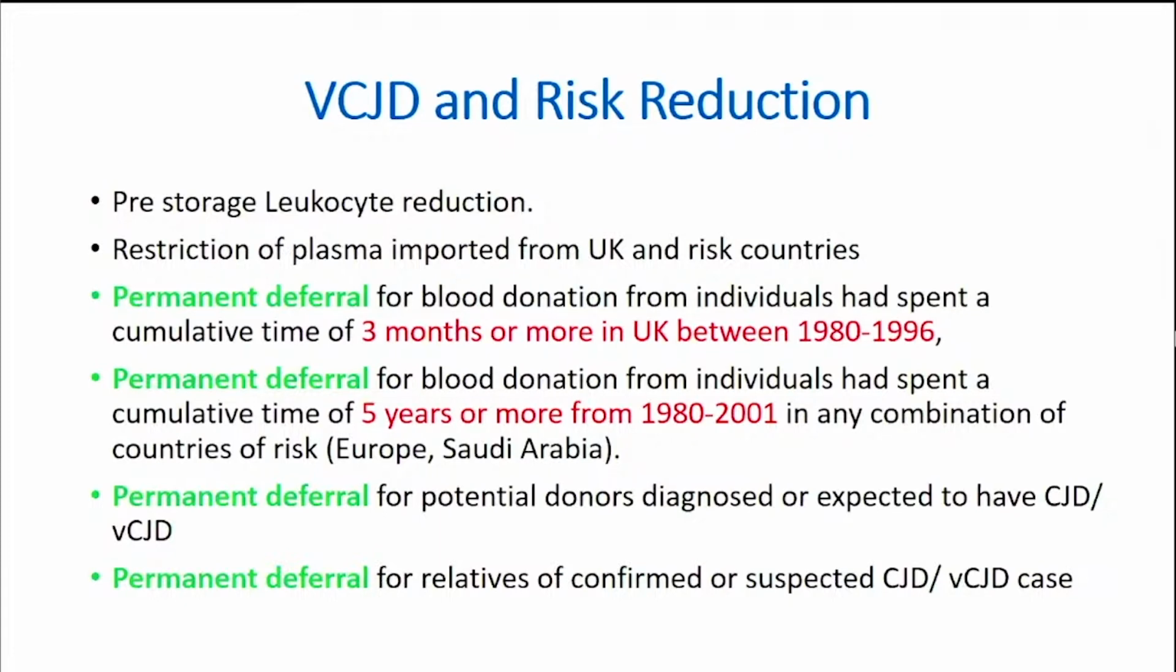UK from 1980 to 1996, anytime for 3 months or more, or for 5 years or more in Europe or Saudi Arabia, 1980 to 2001. Any potential donors who are diagnosed or expected to have CJD or vCJD at any time, or have a blood relative expected to have any of these diseases.